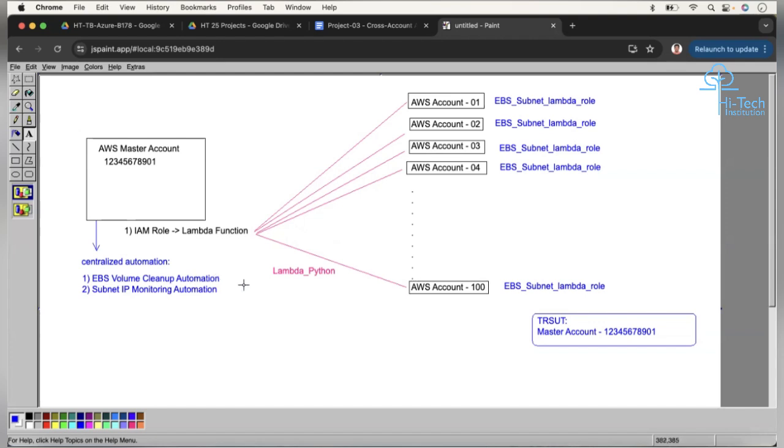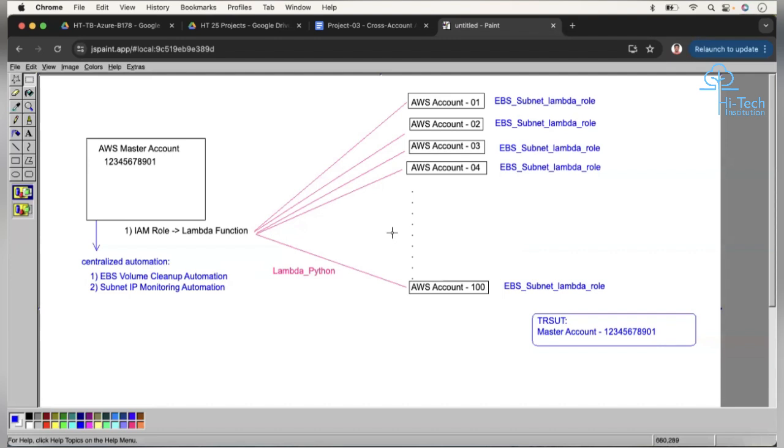There are two Lambda functions going to run. So what are those? In all 100 accounts, I need to fetch the unattached EBS volumes.